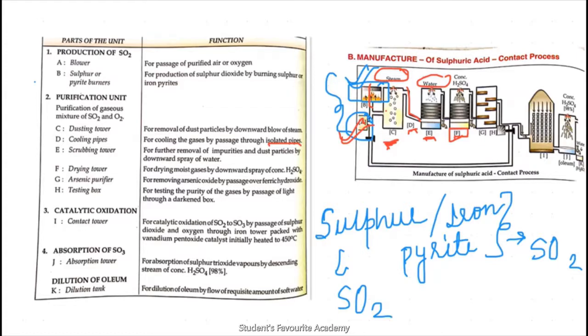Okay, now in the next section, what is there? It is called the arsenic purifier, children. If you see, this is section G.